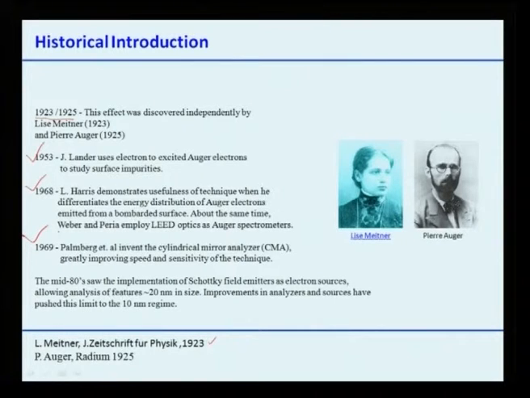And then in the mid-80s we saw the real implementation of this technique because of the Schottky field emitters as the electron source. Schottky field emitters have a very high brightness. This we discussed in electron microscopy. So this actually allows us to analyze, remember, surface features of size 20 nanometers, a very small size.